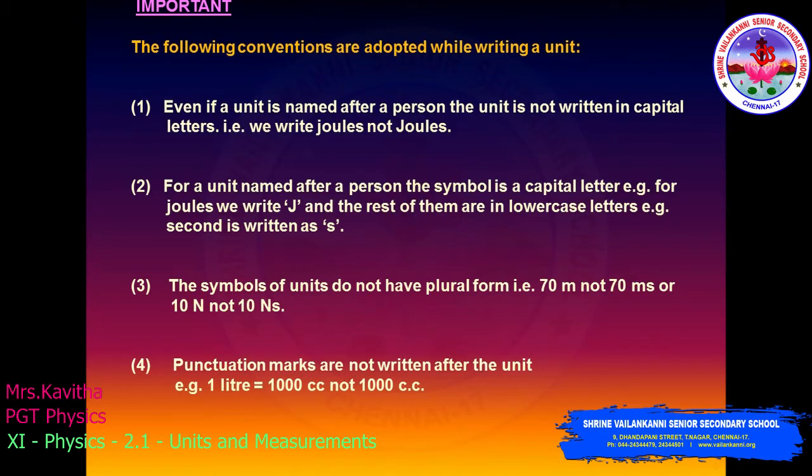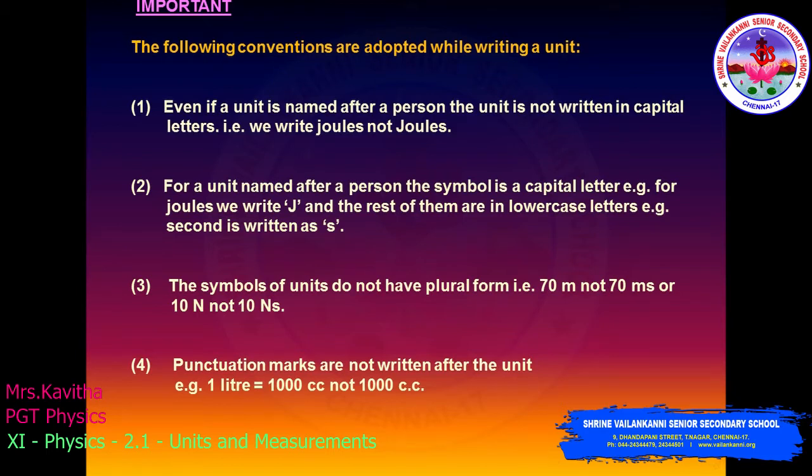The first one is, even if a unit is named after a person, the unit is not written in capital letter. That is, we write joule, not capital Joule, right? So capital letter we should not use. For a unit named after a person, the symbol is a capital letter, for joule it is J, and the rest of them are lowercase. See that example which they have given: second is written as s, right?